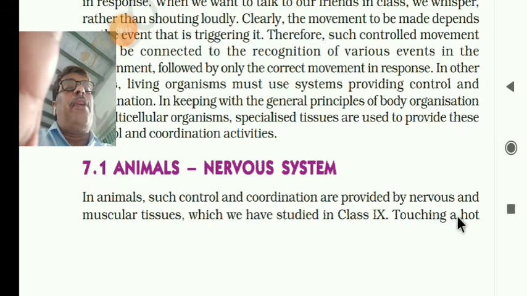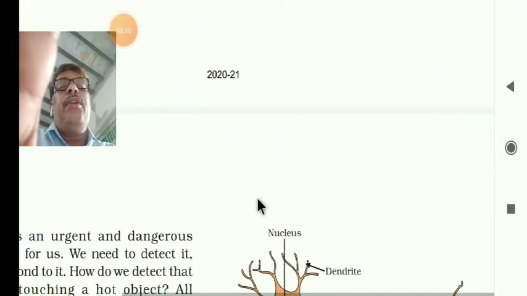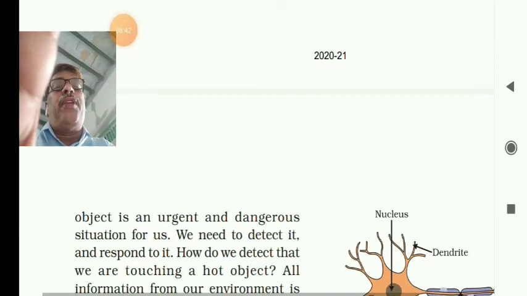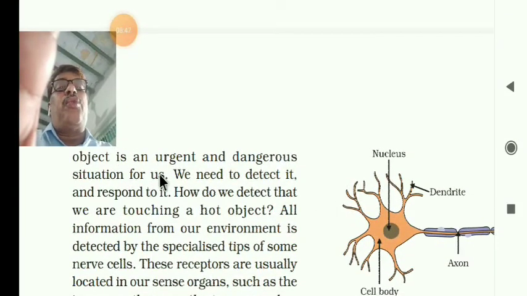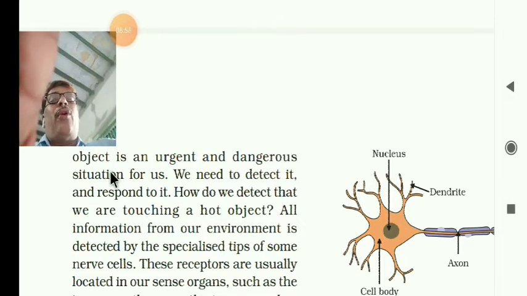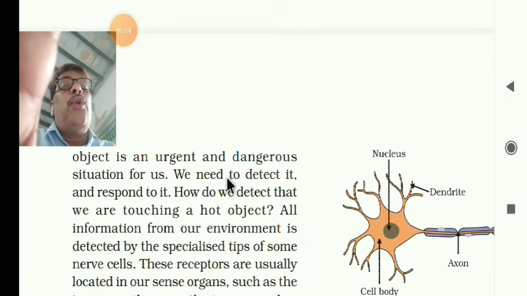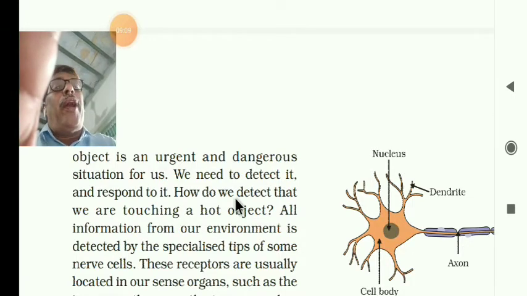For example, touching a hot object. Touching a hot object is an urgent and dangerous situation for us. When you are touching a hot object, you are not keeping it as it is, you are not enjoying it. Nobody likes that. We need to detect it and respond to it very quickly.